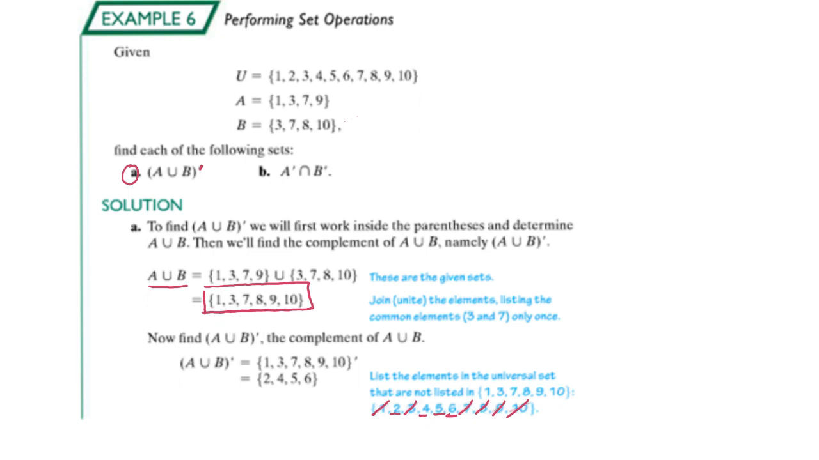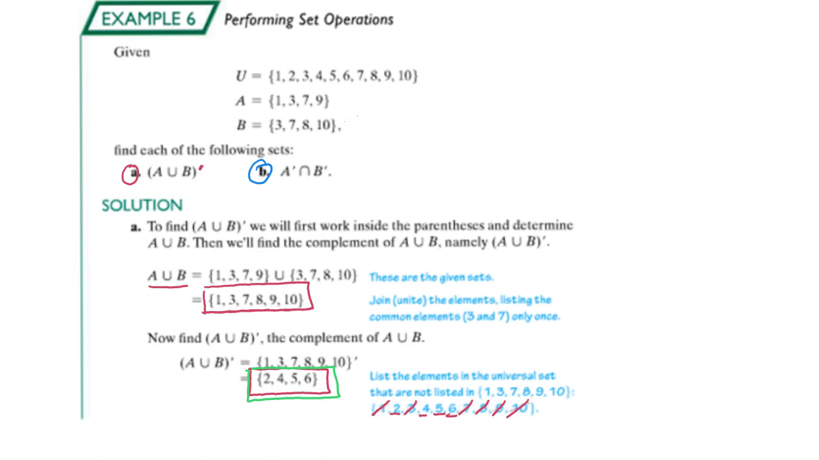And the complement of A union B, the final answer, would be 2, 4, 5, and 6. Again, this is your final answer right here. Let me put it in a different color. Okay, let's take a look at that next problem, part B.